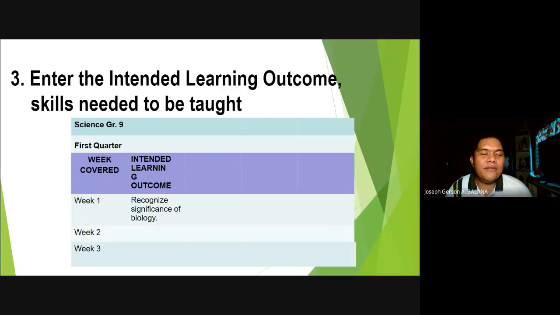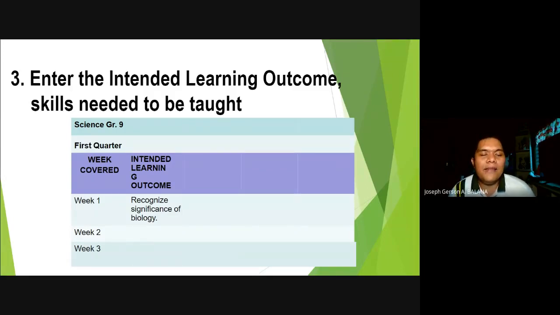And then, of course, in the matrix, you enter the intended learning outcome and the skills needed to be taught. Now, that is, of course, already given in the curriculum guide. Nakabutang na sa curriculum guide from your content standards and performance standards and the competencies. And also in the competencies, you already notice that it's already by week, no? Week by week competencies. So you just fill in.